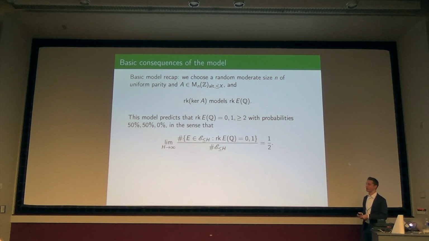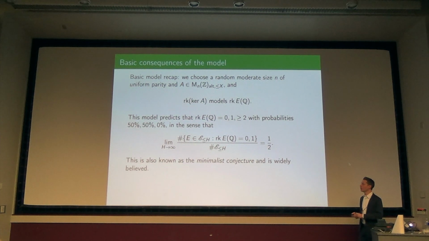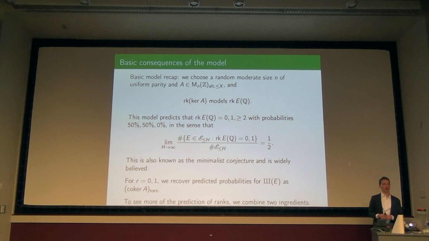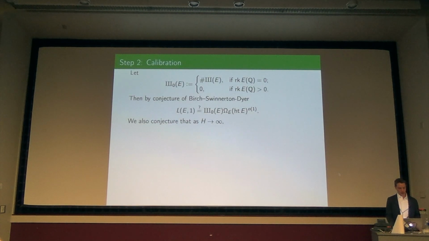So this is the precise sense in which I would be measuring that. I look at elliptic curves up to a given height h, and this is what you would predict for the size of the curve. So this is the minimalist conjecture. It's widely believed, and you also recover predicted probabilities for Sha. And to see more of the predictions of the ranks, there are ingredients here that I won't have time to get into, unfortunately. I think I'm going to zoom to the end just to make sure I have a conclusion slide.